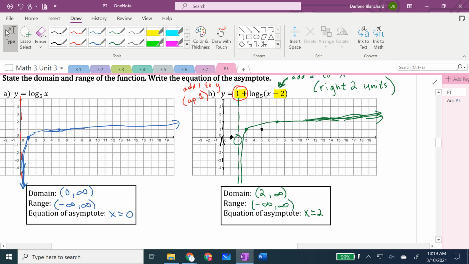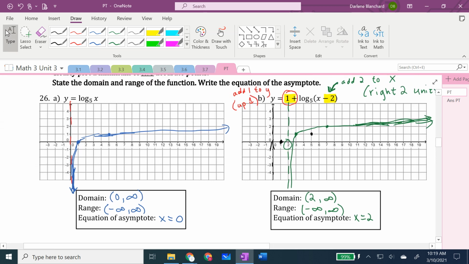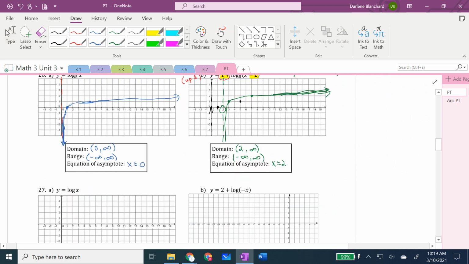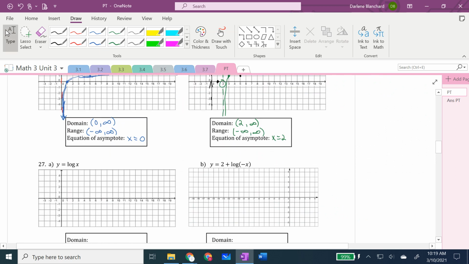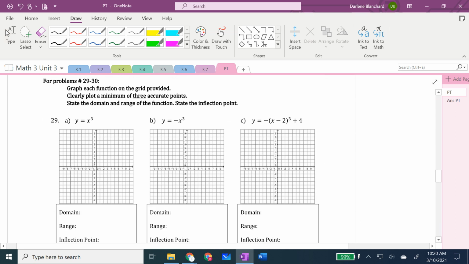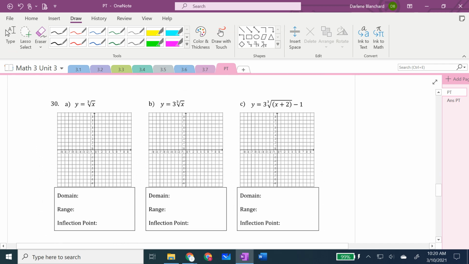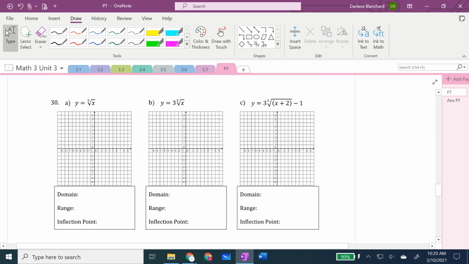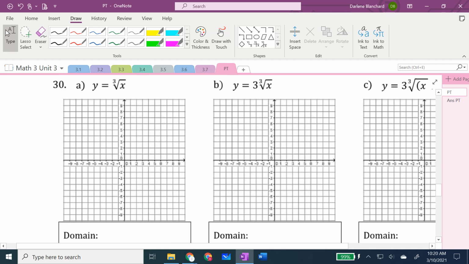All right, next is 30. And if I need to, I can come back and look at these. Okay. You need to know the parent graph cube root of x.